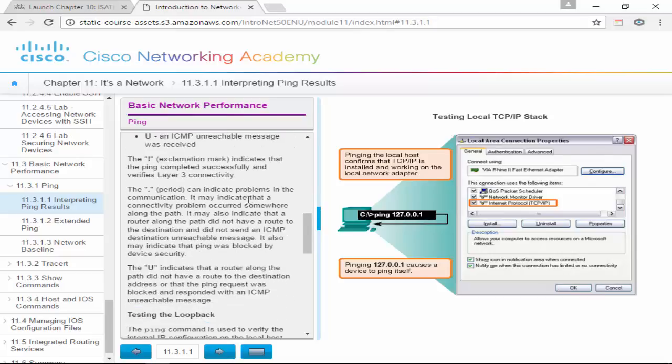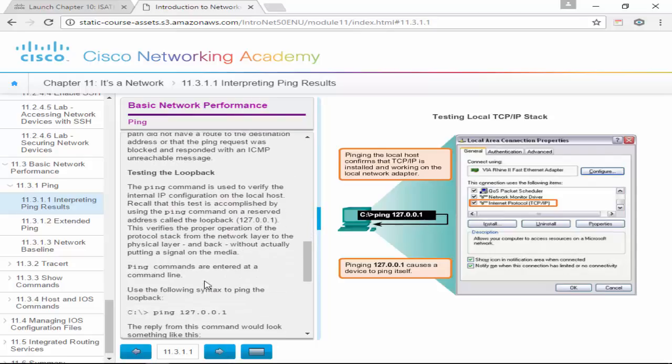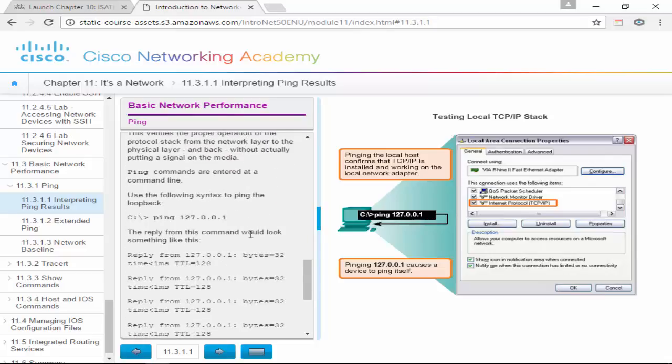So what's the difference between the U and the period? The period means it couldn't do it. U will actually tell you usually where the device failed. So unreachable means that it didn't know where the network was, but it went along a path for a while. That's my best definition of unreachable.